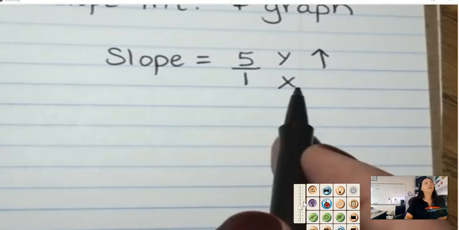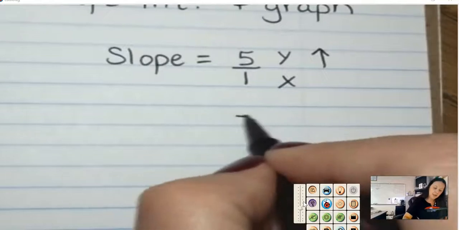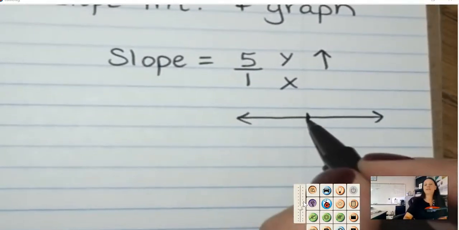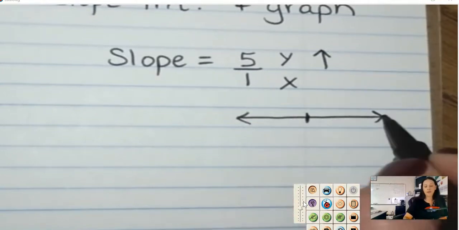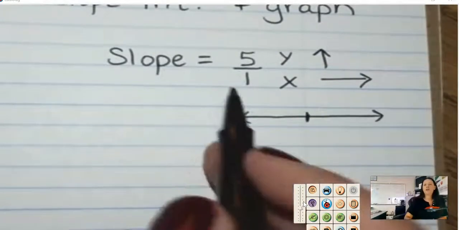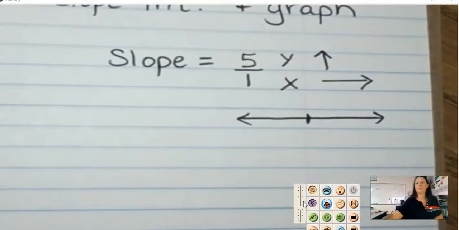This is a positive x, so x is your left and right. If you imagine a number line, and you're just sitting in the middle of it, if I'm going positive, am I going left or am I going right? You're going right. So you're going to go up 5 and then to the right 1.